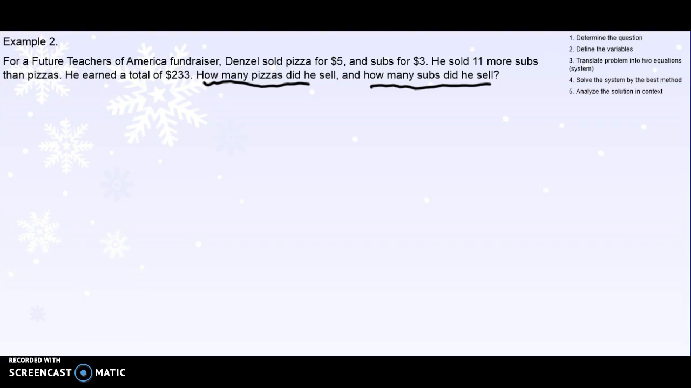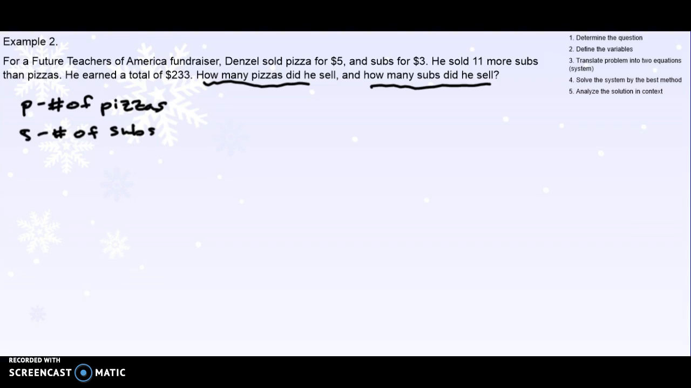Step 2 is to define our variables. We do not know the number of pizzas he sold, so one will be P for number of pizzas sold. I'm just going to write number of pizzas, but we know this is number of pizzas sold. And then we'll have S for number of subs sold. Then we go on to step 3, which is translate the problem into 2 equations.